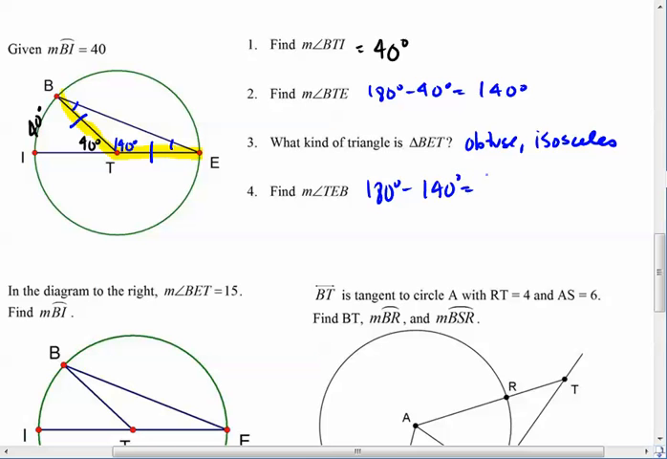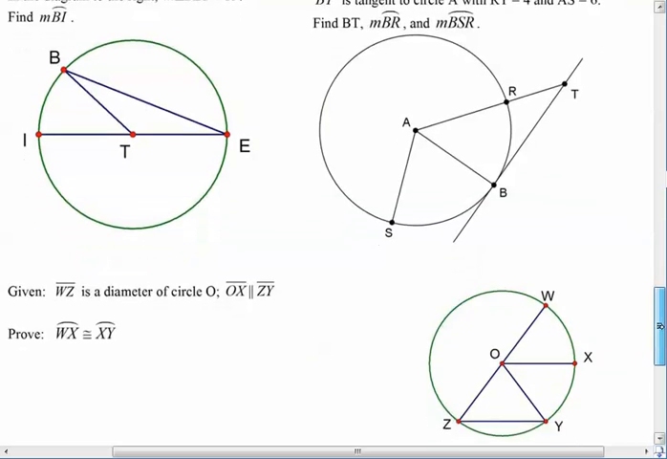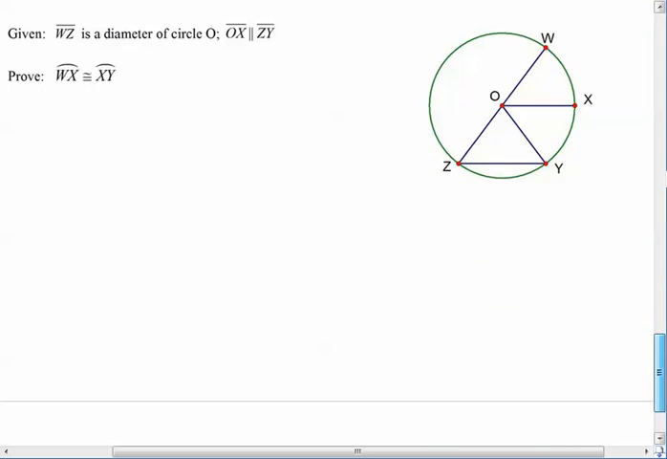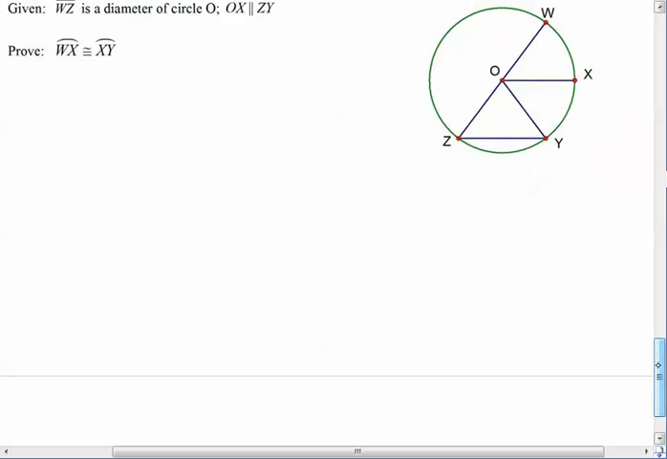Now 140 degrees of my triangle is already taken up. So how much do I have left? I've got 40 degrees, but that's going to split evenly between my two base angles. So there we go, 20 degrees. I'm going to leave these two examples for class time. And then finally, I'm going to go over this proof with you.